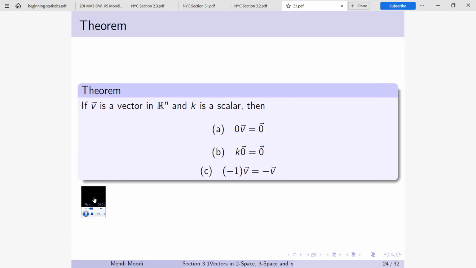Multiplying by 0 kills everything, even vectors. And multiplying by -1 flips direction. Scalars really act like control freaks.